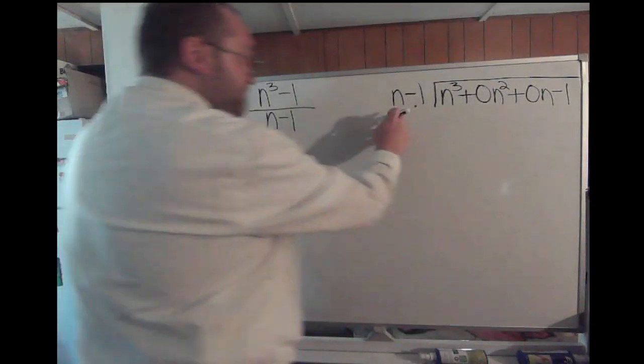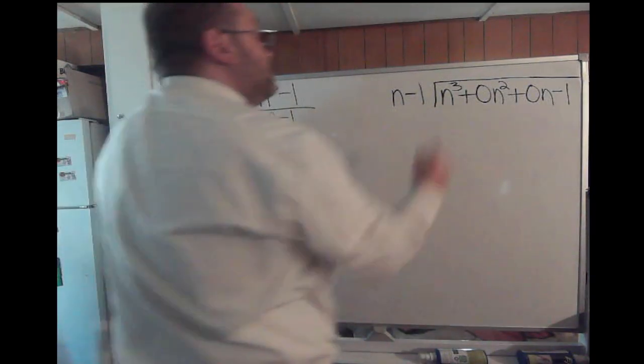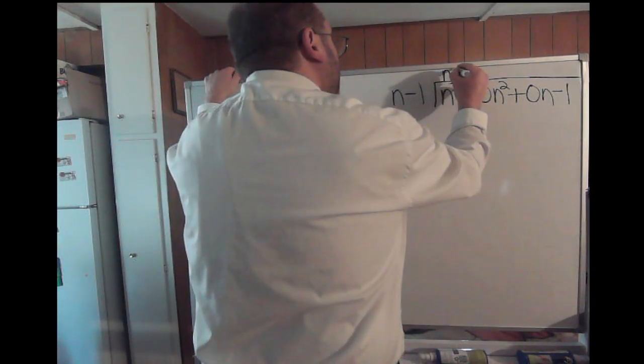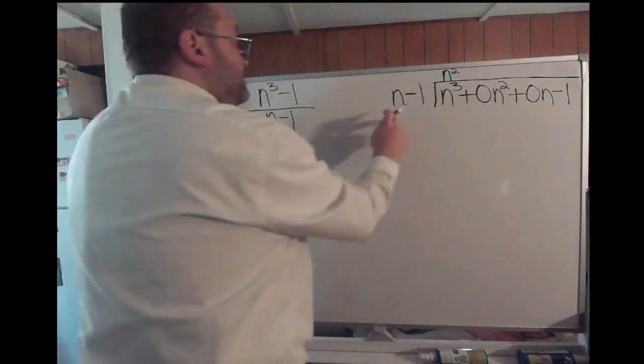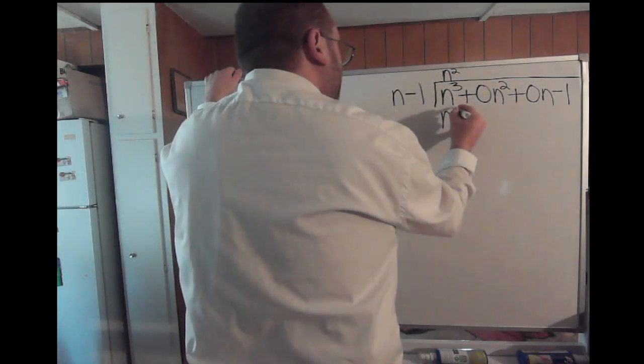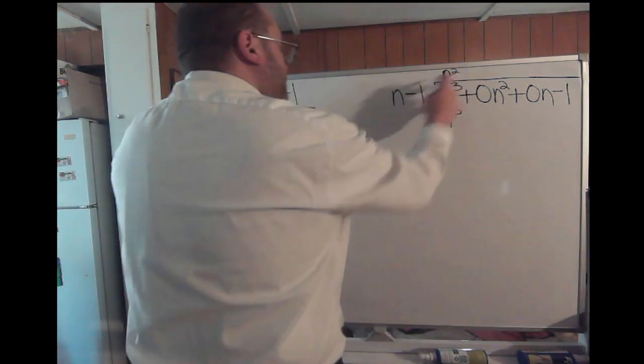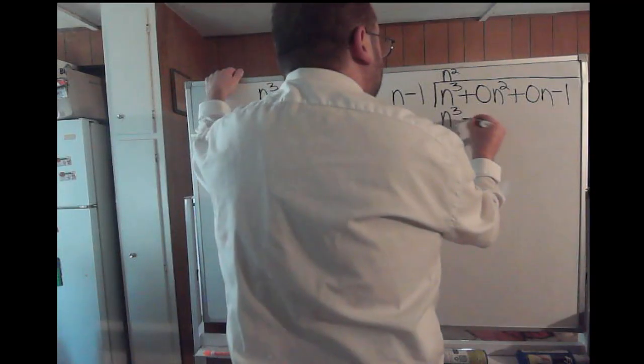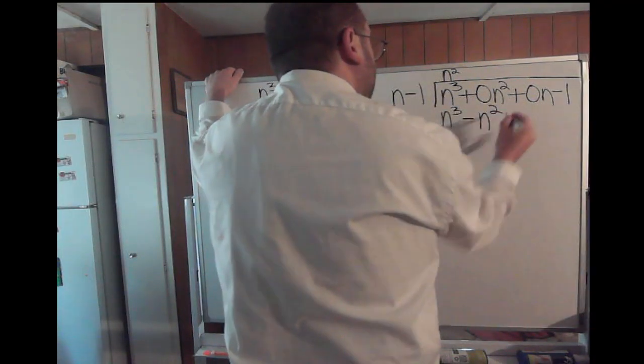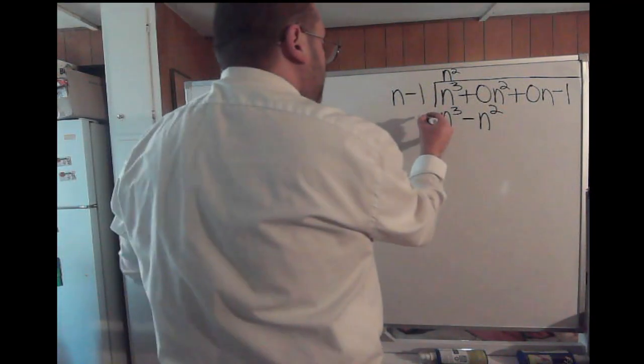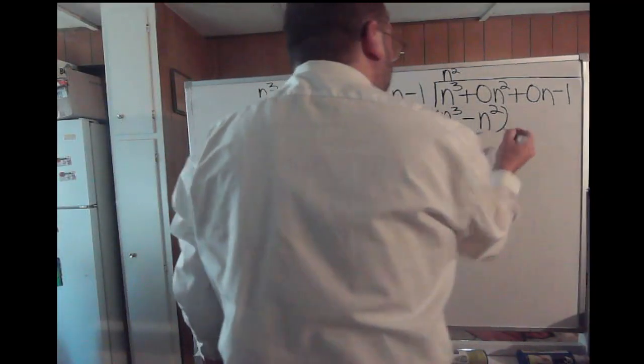Now, n times what equals n to the third? That'd be n to the second, right? N to the second times n, that's going to be n to the third. N squared times negative 1, that'd be negative n squared. So now you'll subtract the whole quantity of what you got from the dividend.